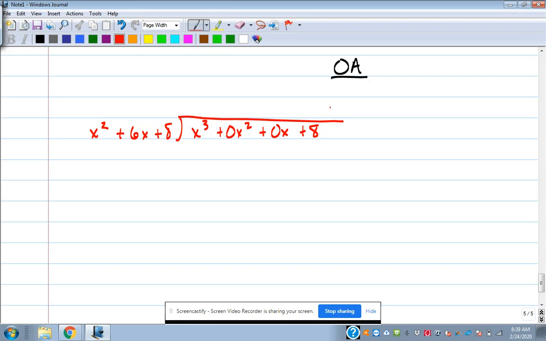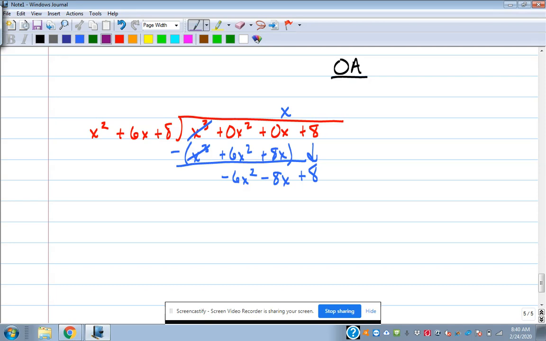Y'all guys remember doing that? Having to put the zeros in there? That's an important thing. If you don't put them there, it's going to get messy. Okay? And then we look at the first term. What times x squared gets me x cubed? X. Then distribute x cubed plus 6x squared plus 8x. Parentheses, subtract. X cubes go away. We get a negative 6x squared and a negative 8x, and we bring down the plus 8.